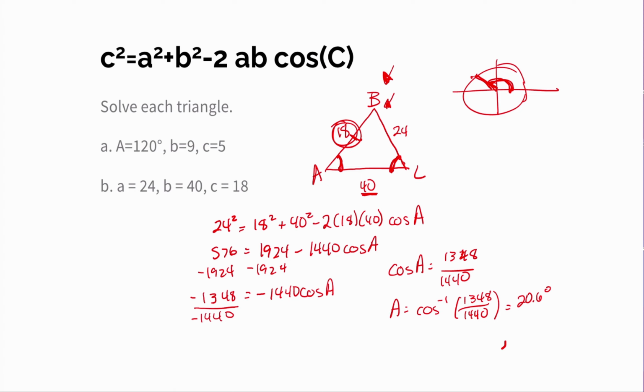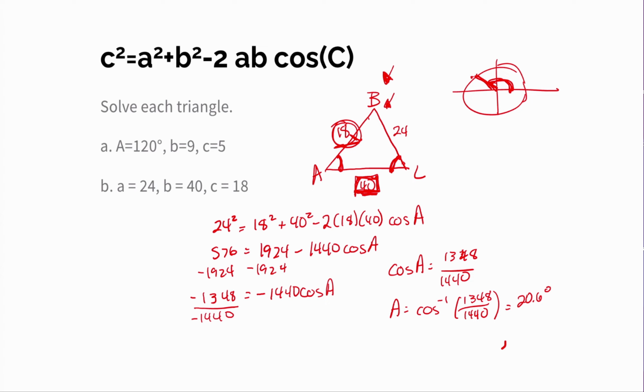So B, because this is a bigger side, could be that ambiguous case. Or, it's not really ambiguous, but you could get an angle that is greater than 90 degrees. And when you do this, actually B is an obtuse angle. So just to avoid any confusion, start with the smallest one.